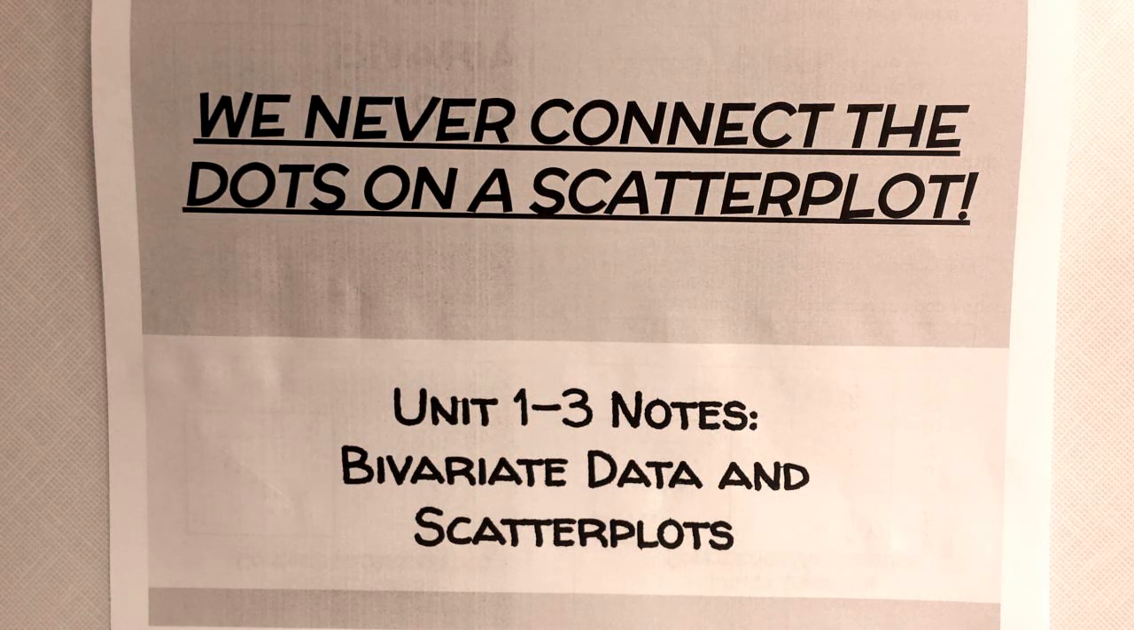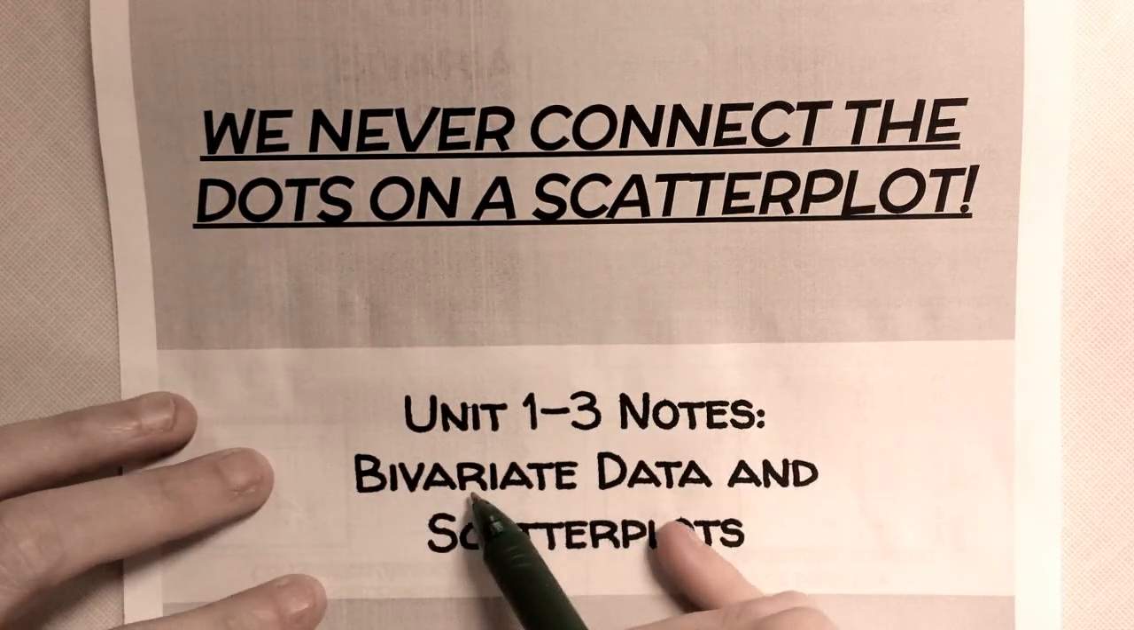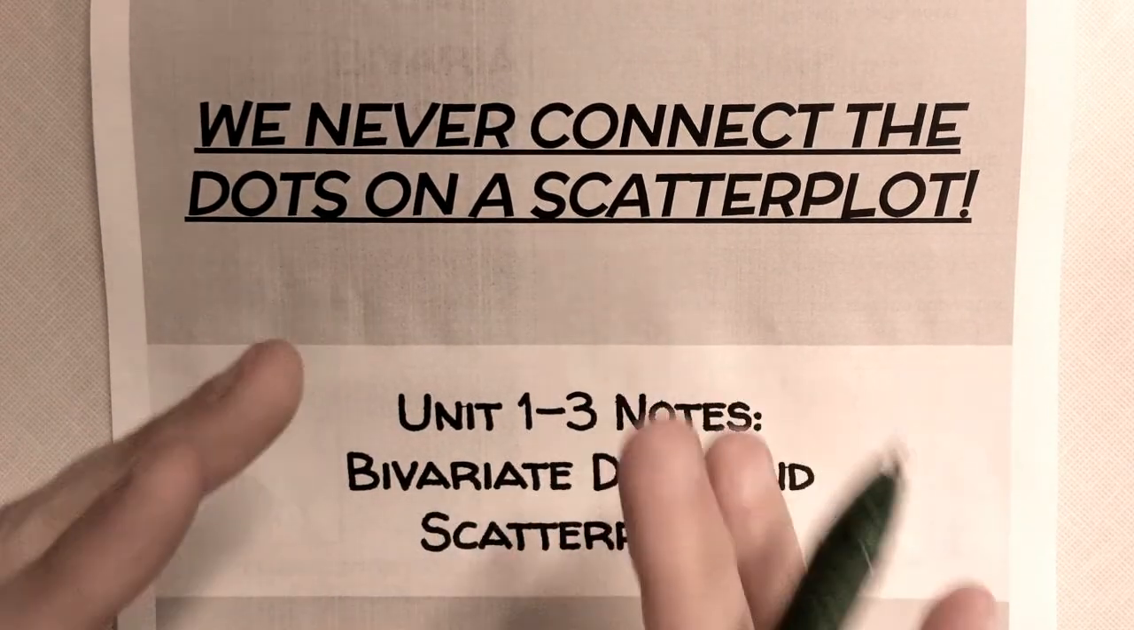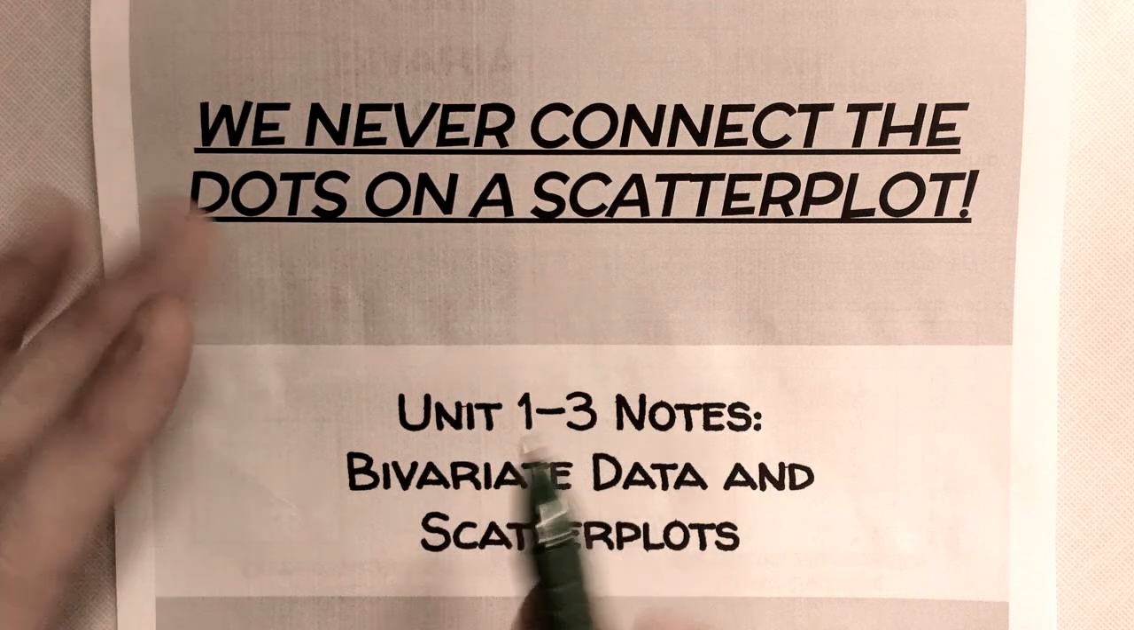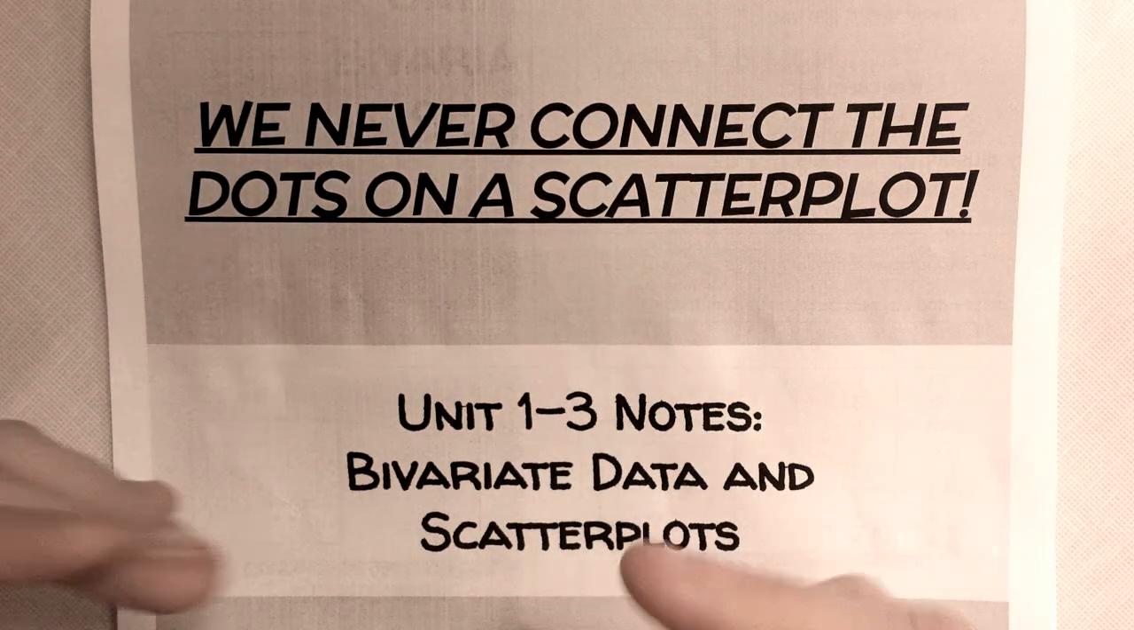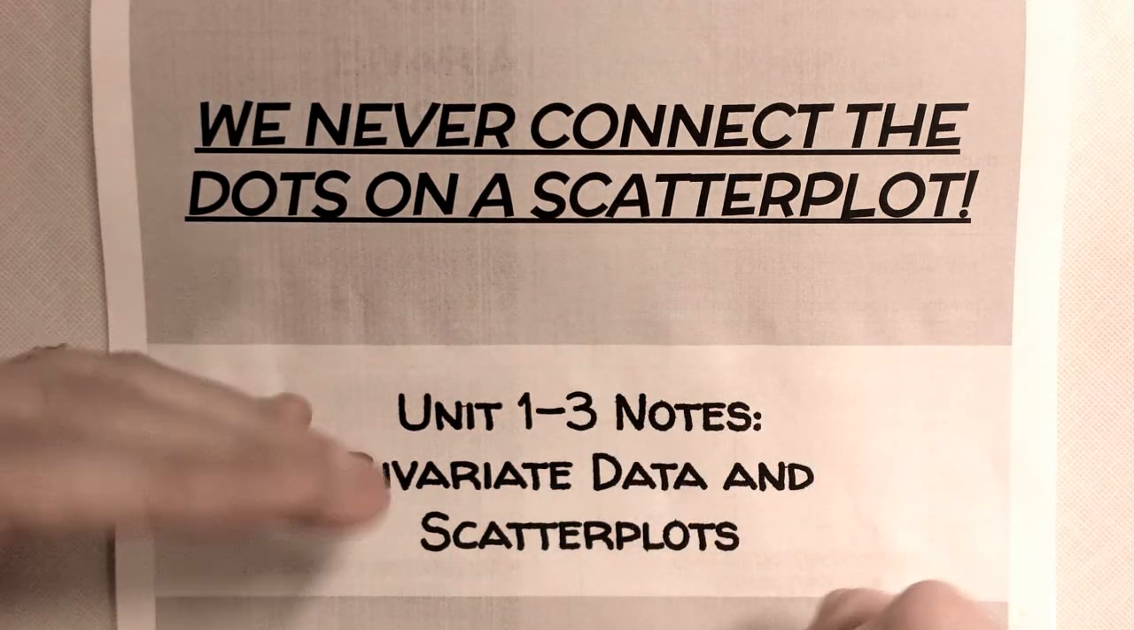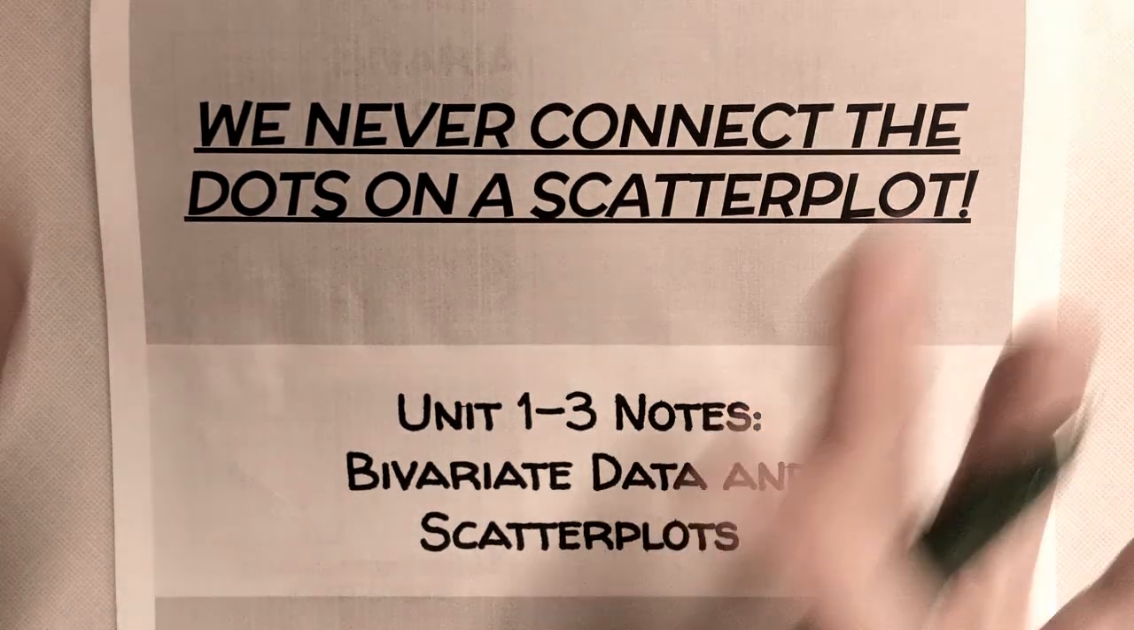So we're starting Unit 1.3, which is bivariate data and scatterplots. So really quickly, let's talk about what bivariate data is. Bivariate data is two pieces of data and how they relate to each other. So we're looking for a relationship, an association. We call it a correlation or an association because we're looking, how do these two things relate to each other?